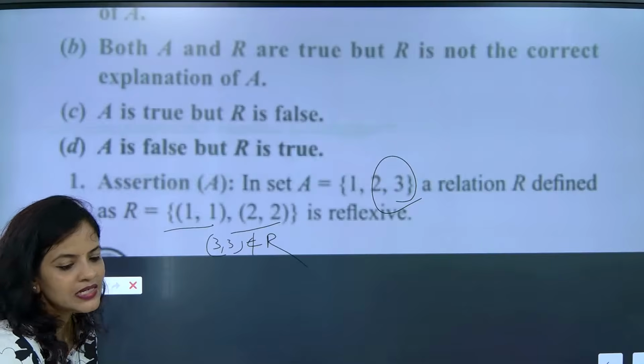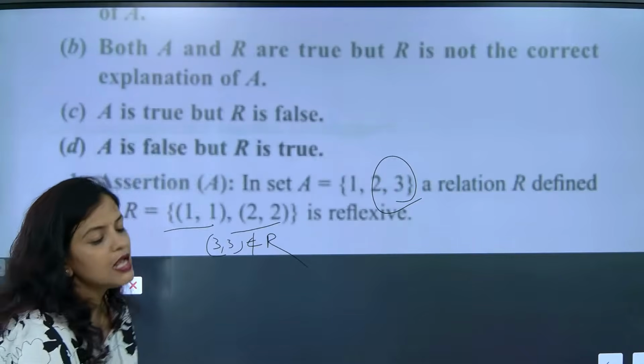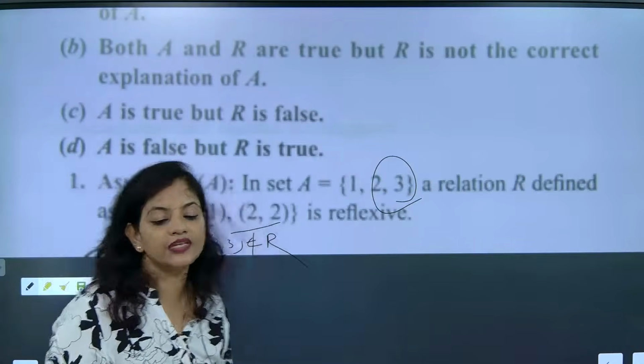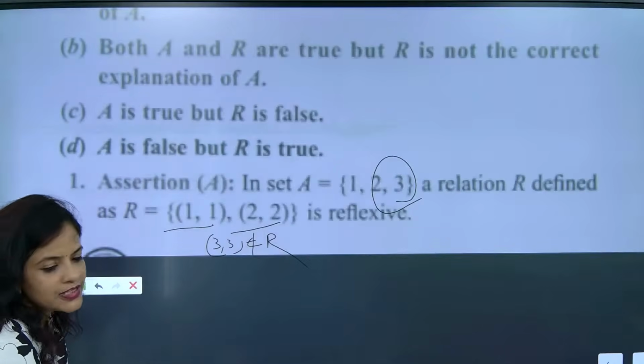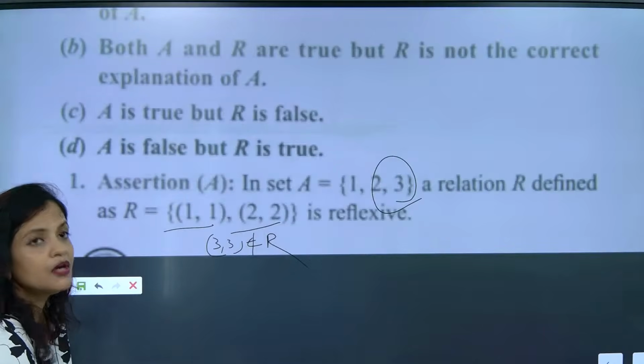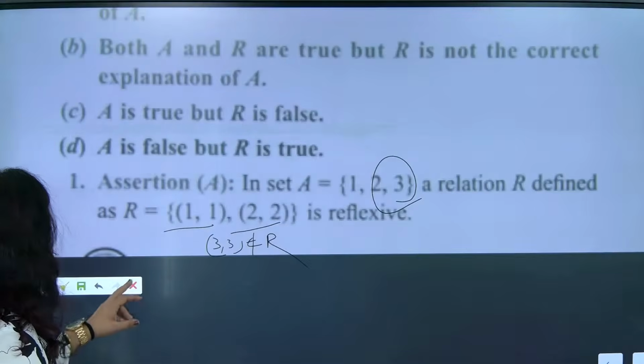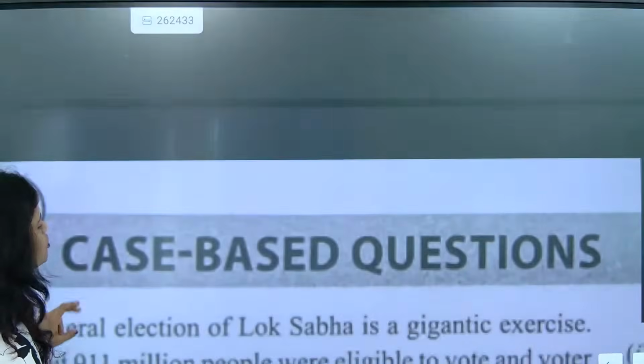Yes, option B is correct. That's absolutely correct. The assertion is false and the reason is true. Assertion is false and reason is true. That's the most important part. I guess you have understood this part. So this is option D.